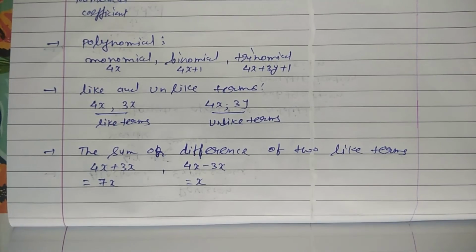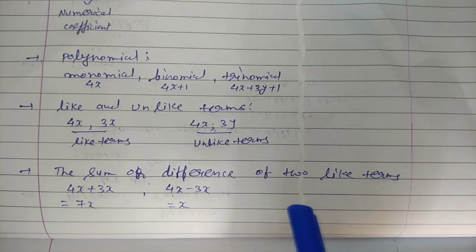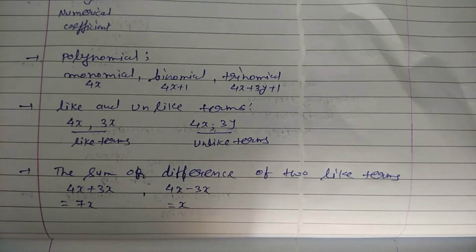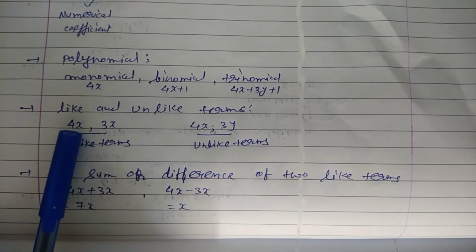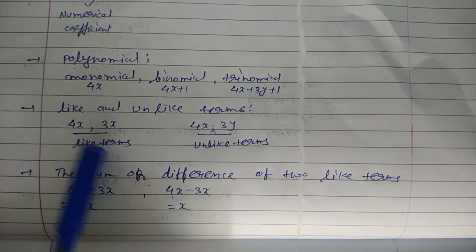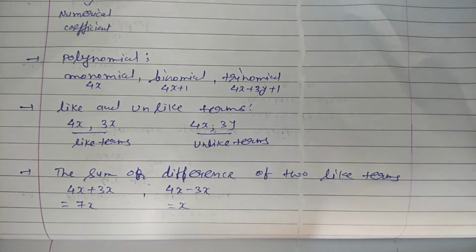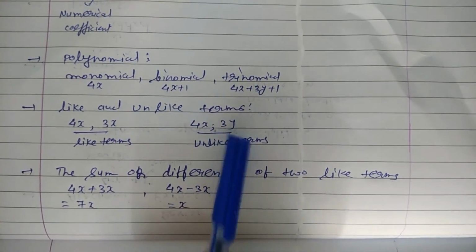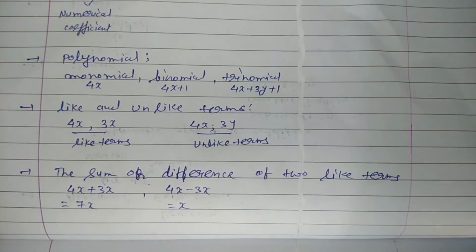Then we have learned about like and unlike terms. Like terms means if in 2 or more than 2 terms the variable is the same and their power is also the same, then they are called like terms. For example, here 4x and 3x. Here the variable is x and their power, that is 1, is also the same. So that's why 4x and 3x are like terms. Unlike terms means their variables are not the same. If variables are the same, then we have to see the powers. If powers are not the same, then they are called unlike terms. So here 4x and 3y, the variables x and y are not the same. That's why these 2 terms are unlike terms.